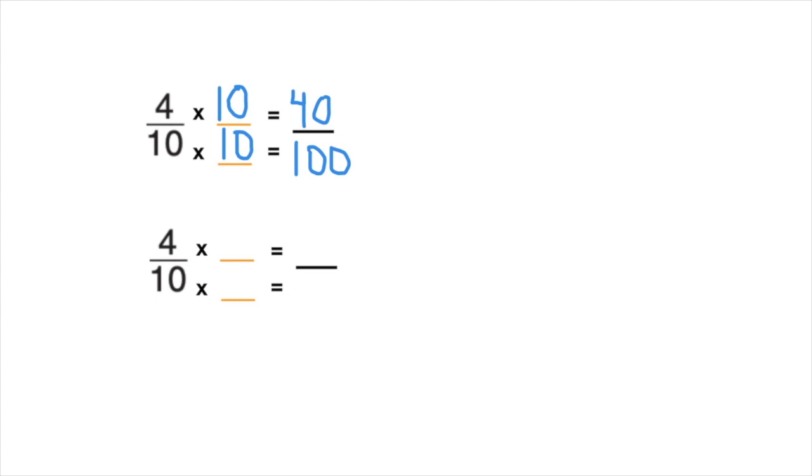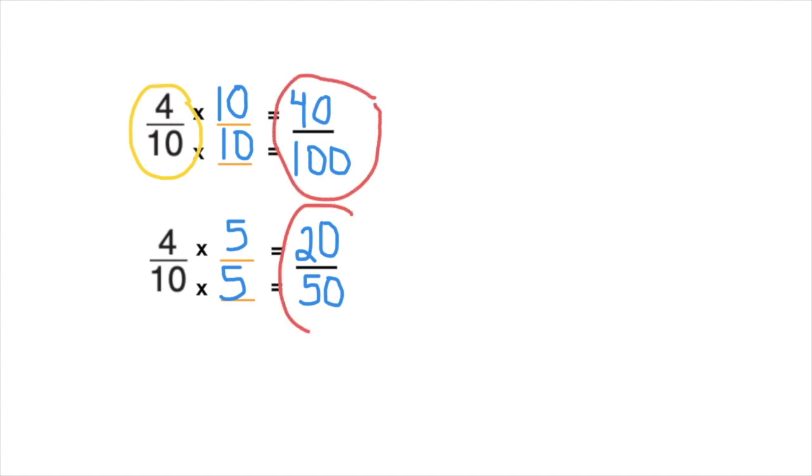We could try another one. Let's multiply by 5. 4 times 5 is 20, and 10 times 5 is 50. So we started with 4/10 and we generated two equivalent fractions, 40/100 and 20/50. There are so many more we could have chosen depending on which whole number we chose to multiply the numerator and denominator by.